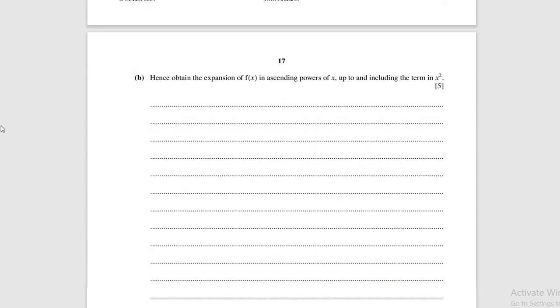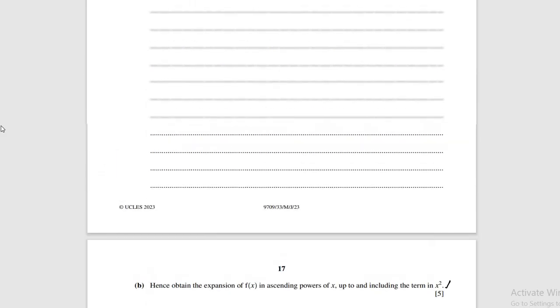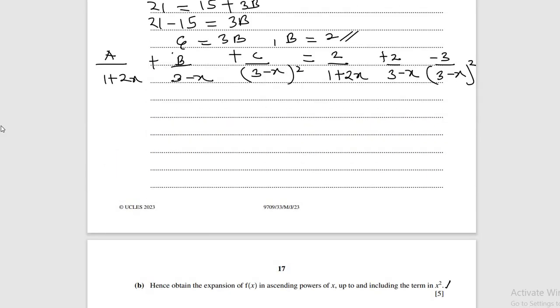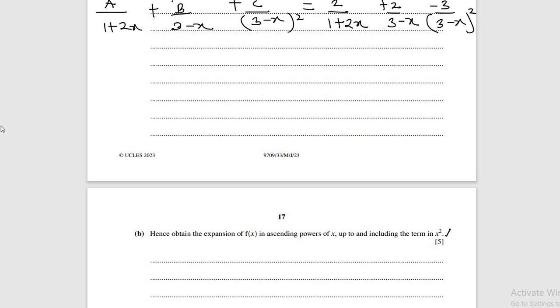Now, hence, obtain the expansion in ascending powers of x up to and including the term x squared. So, these are the partial fractions, the answer we got here. So like this one, 2 over 1 plus 2x. I'm writing 2 over 1 plus 2x as 2 times (1 plus 2x) to the power of minus 1.